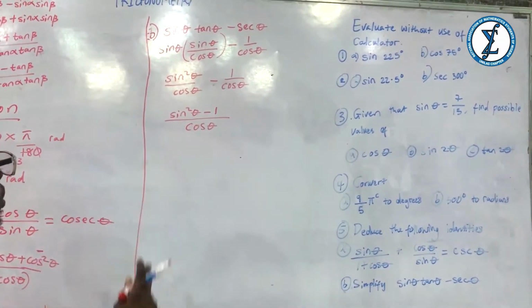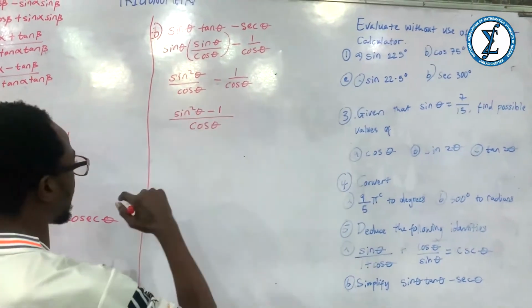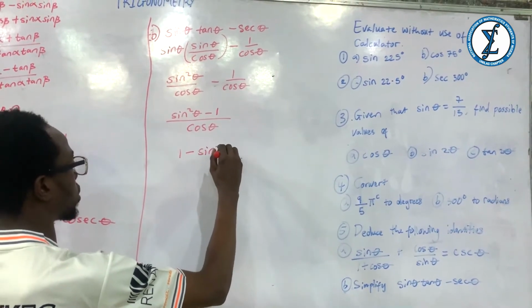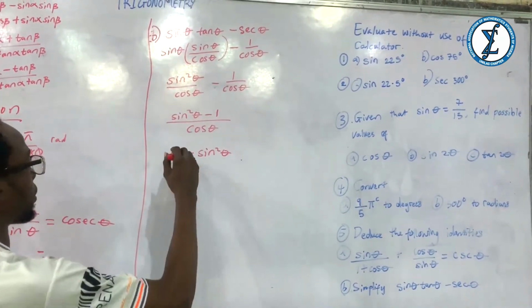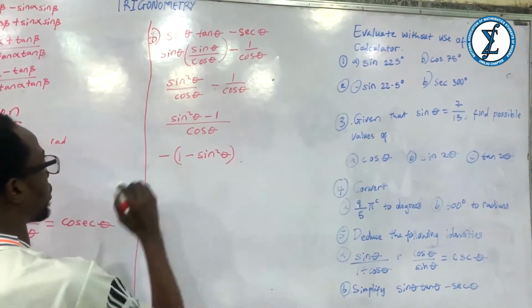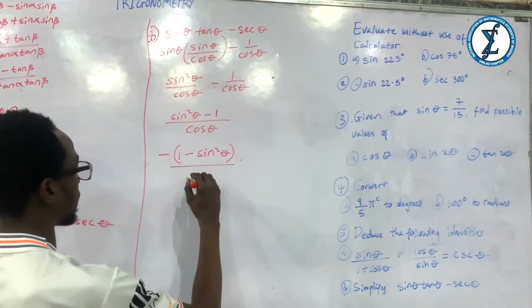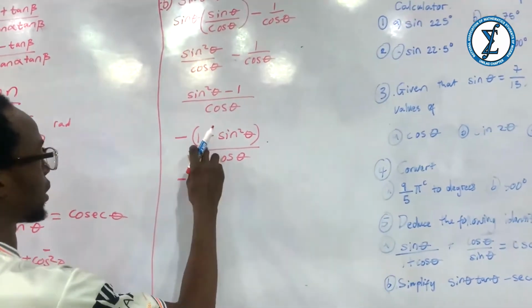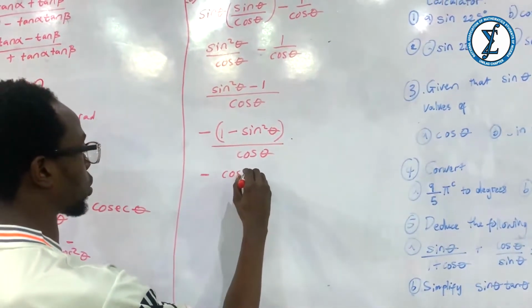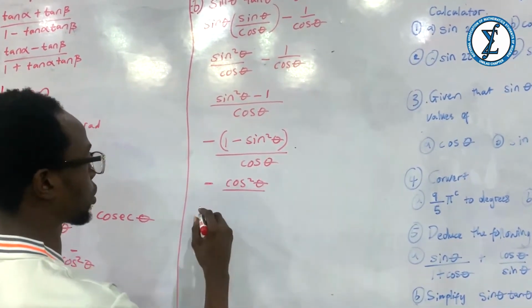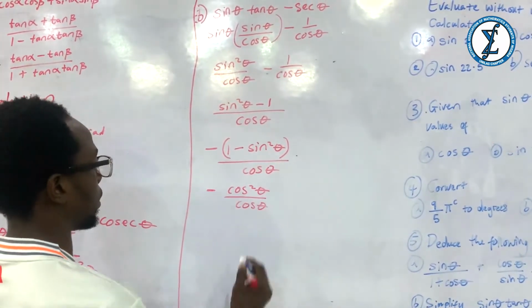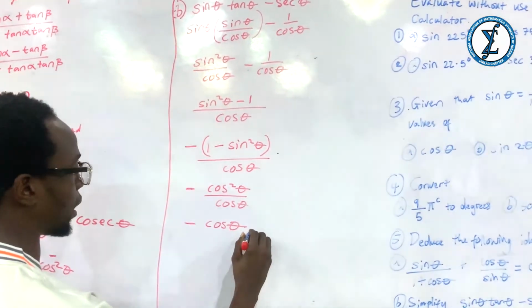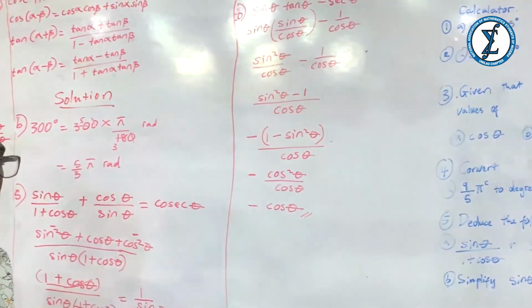Now we realize that this looks like something we encountered before, and I bet what that looks like is 1 minus sine square theta. But what we have here is sine square theta minus 1, so we can ensure that we have not changed it by putting the minus outside, and then this gives us over cos theta as before. So we have minus, this is the expression for cos square theta. So minus cos square theta over cos theta, and so this gives us minus cos theta, and this is very simple, so we've simplified that.